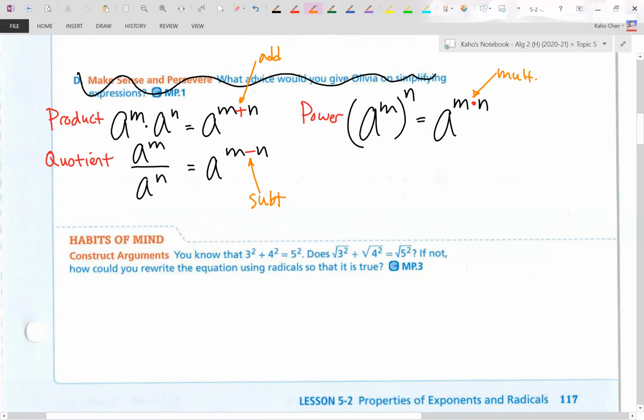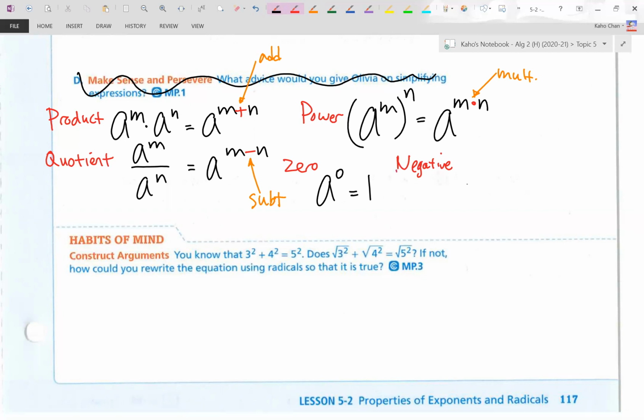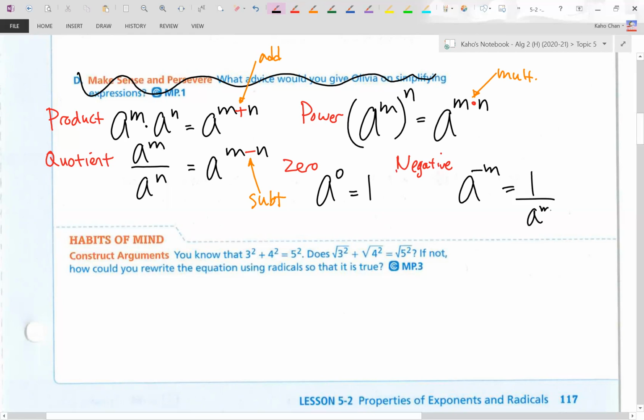Okay, we also have zero powers. A to the 0 power is 1. These should be all review. Let me know if you need me to prove them to you. I'd be happy to. The next one, of course, are negative exponents. What happens if I have a negative power? A to the negative m power, let's say. Well, this equals 1 over a to the m. And again, let me know if you want me to prove that for you.